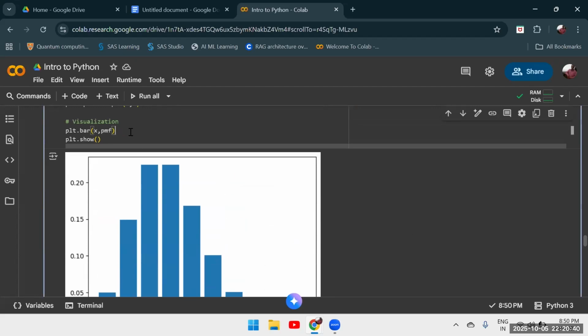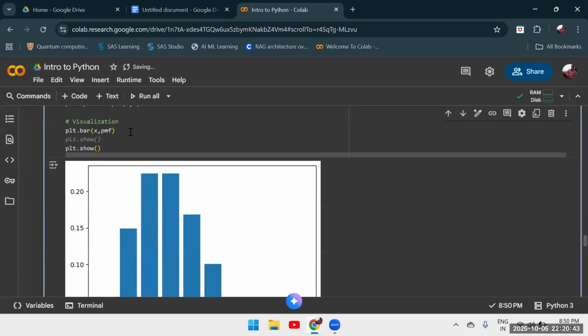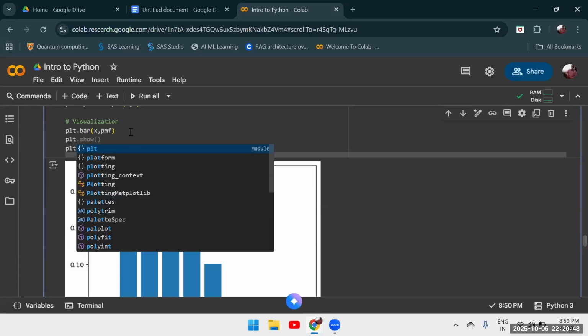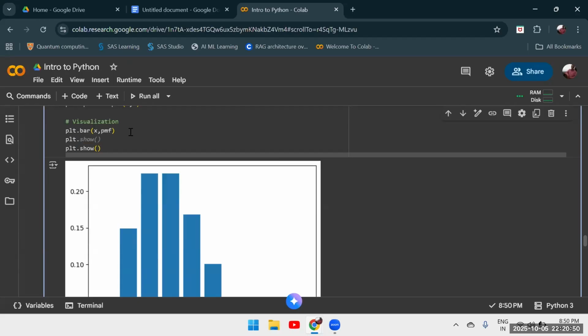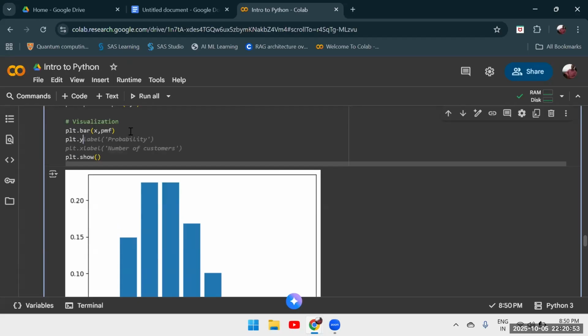I have not labeled my graph yet. Let me label this so that you know what is what. How to label a graph? I can say plot dot xlabel and ylabel; these 2 parameters I can give. My x label will be the x-axis, the y label will be probability. My number of customers is given on the x-axis, and the probability of the customers who will be coming is on the y-axis.